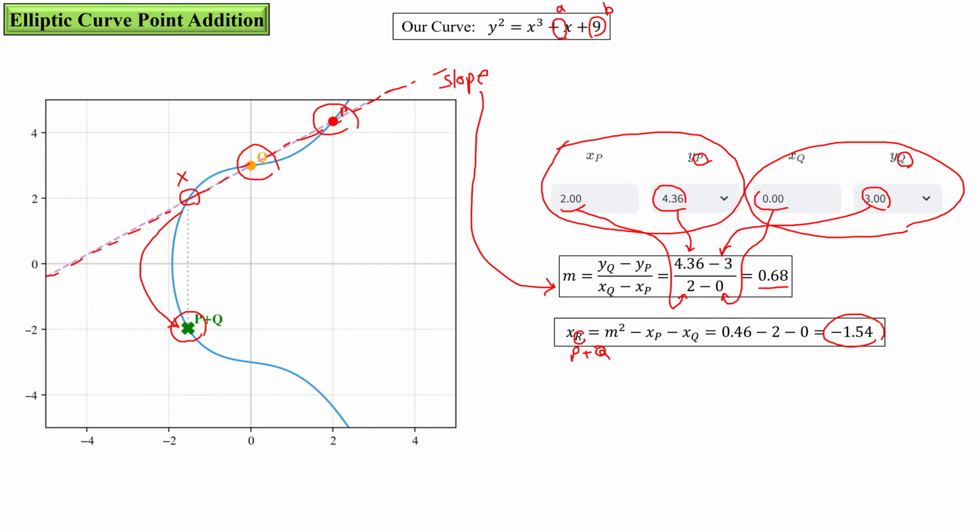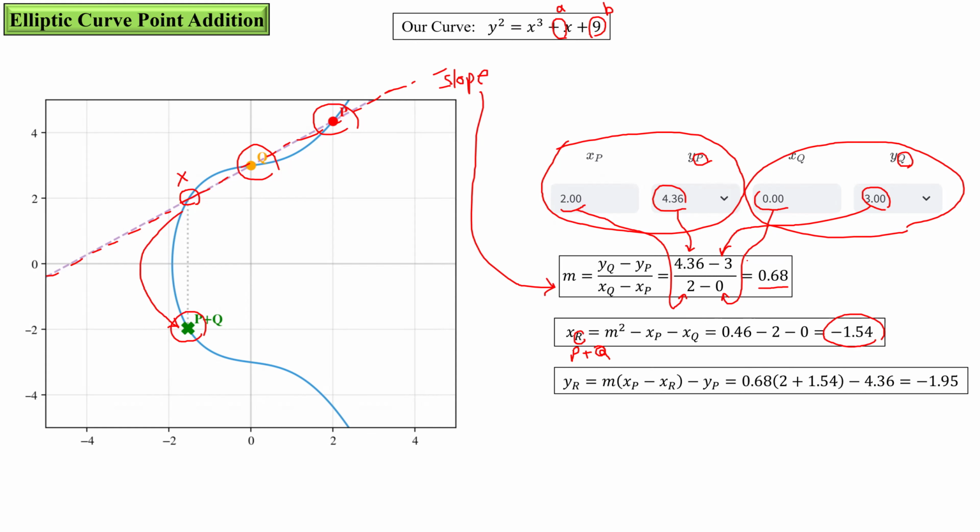1.54. The y coordinate of this point, the formula is the slope multiplied by x of P minus xr, minus y of point P. So xr is computed in the previous round. So this is the xp and this is the yp here. And then by replacing these values, you see the y coordinate equals minus 1.95.